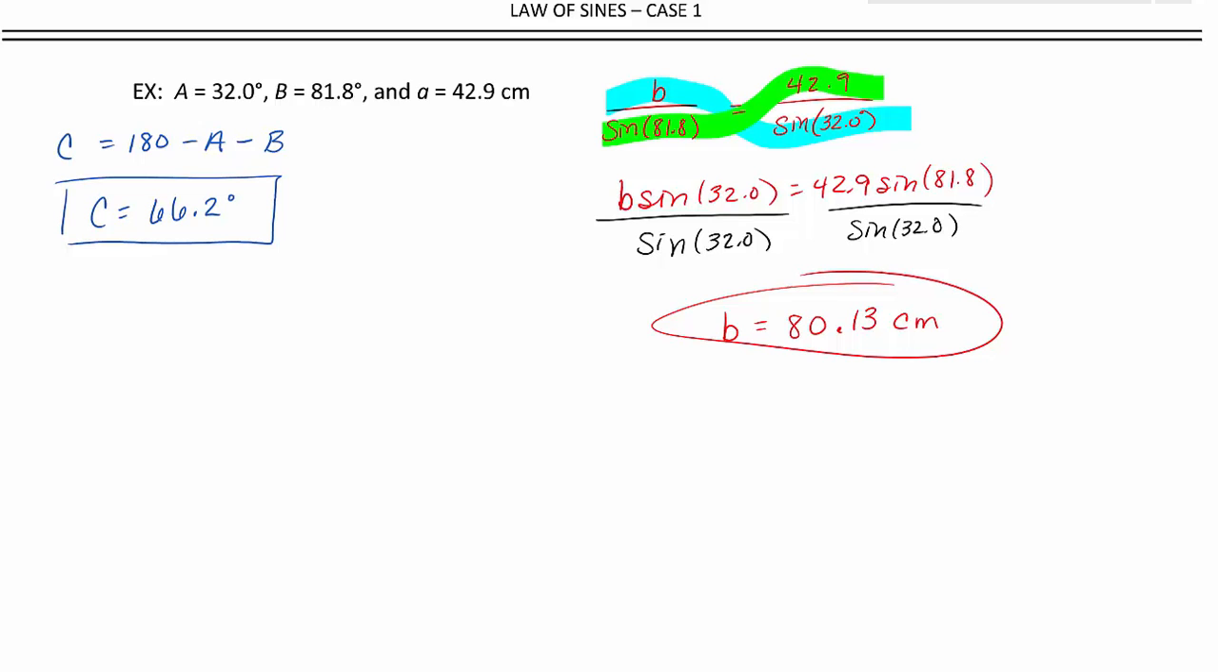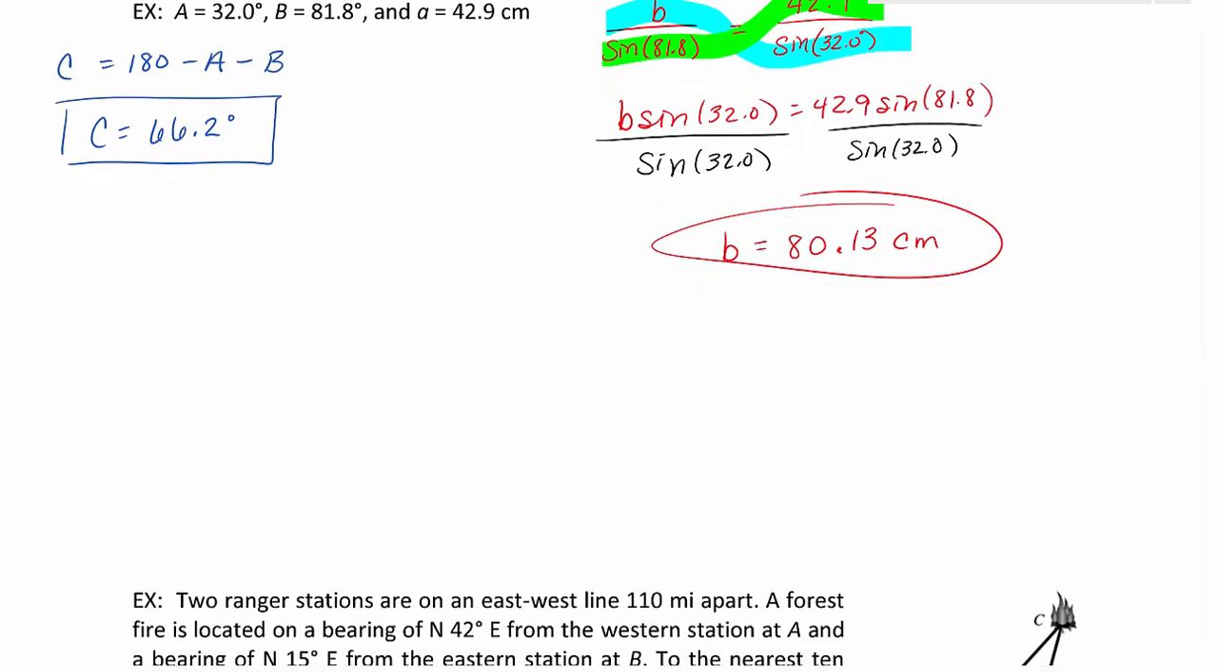We'll do the same exact thing to find our side C. Side C over sine of angle C, which is 66.2 degrees. And remember, you always want to go back to that original known pair when setting up your proportion. And we'll cross multiply.